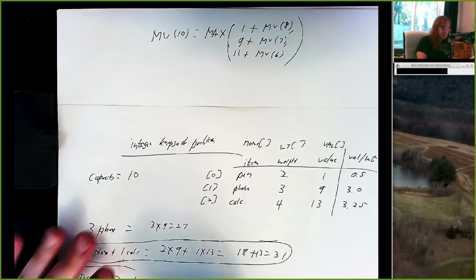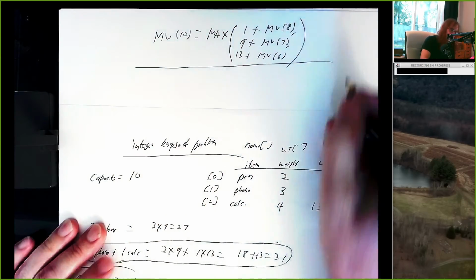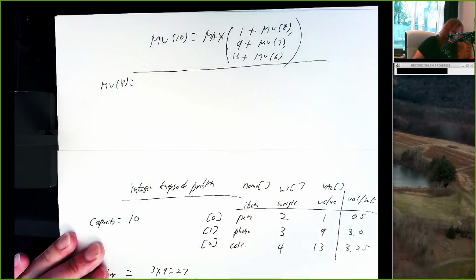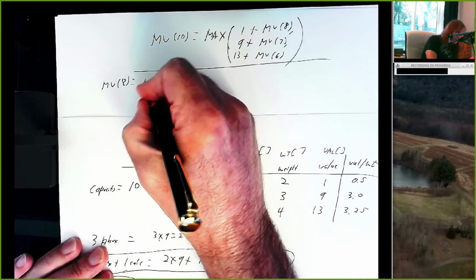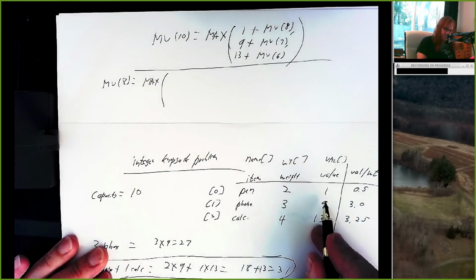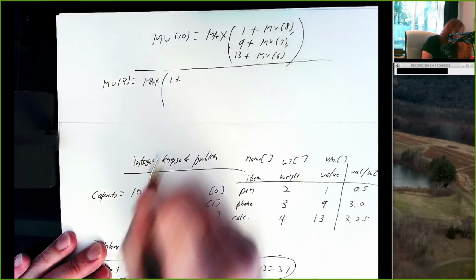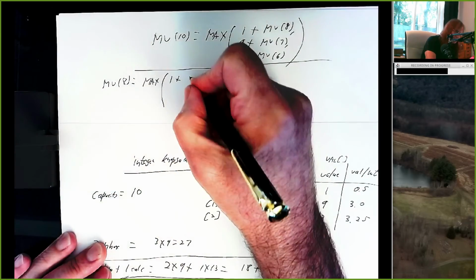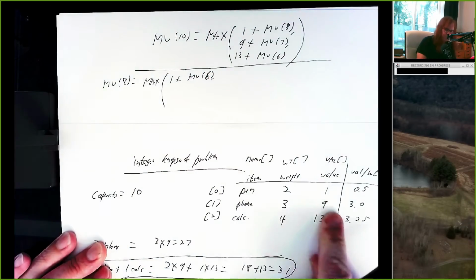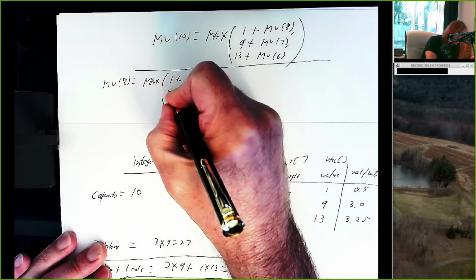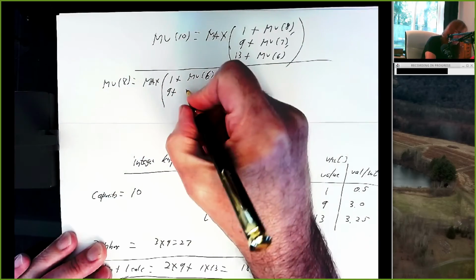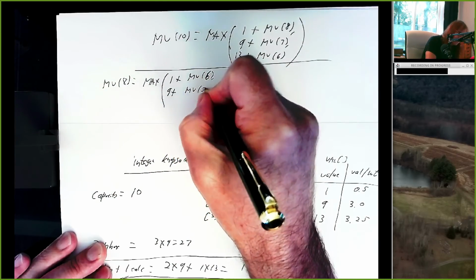Well, we got some recursion to do, right? So what's max val of 8? Well, again, it's the largest of three possibilities. Either put in a pen, which weighs 2 and leaves me with a total capacity of 6, so it's 1 plus max val of 6. Or put in a phone, which is worth 9, weighs 3 pounds, so that leaves me with a capacity of 5, so 9 plus max val of 5.